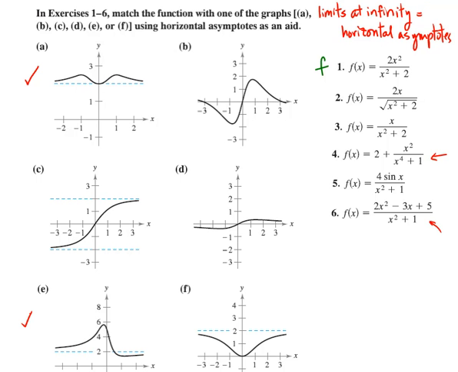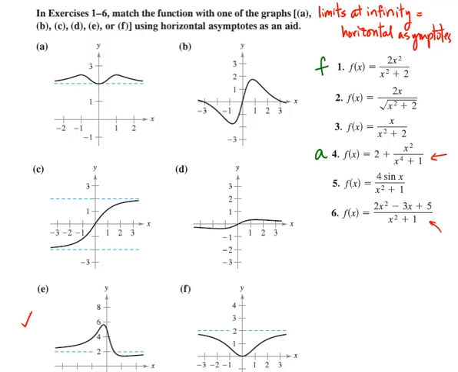For function number 4, when I plug in 0, in the fractional part I'm going to get 0 over 0 plus 1, which is 0 over 1, which is 0, plus 2 is 2. So when I look, I see that only graph A has a value of 2 when x is equal to 0, in addition to having a horizontal asymptote of y equals 2. So that means that function 4 has to match with graph A.